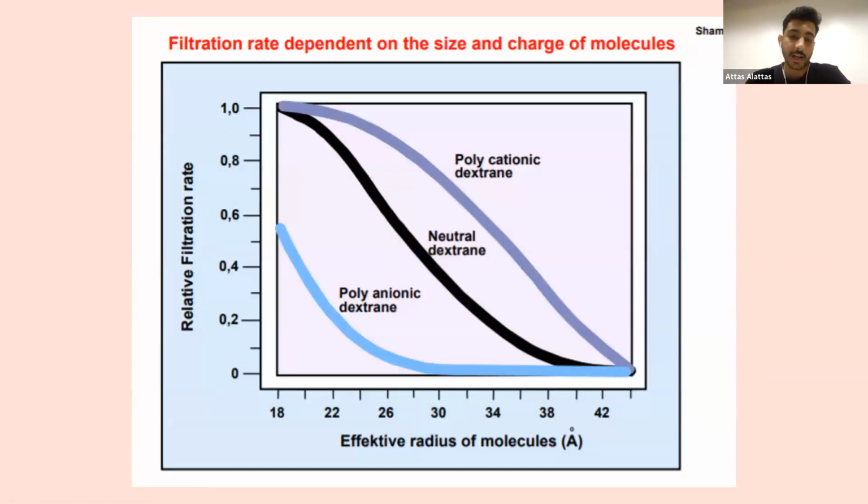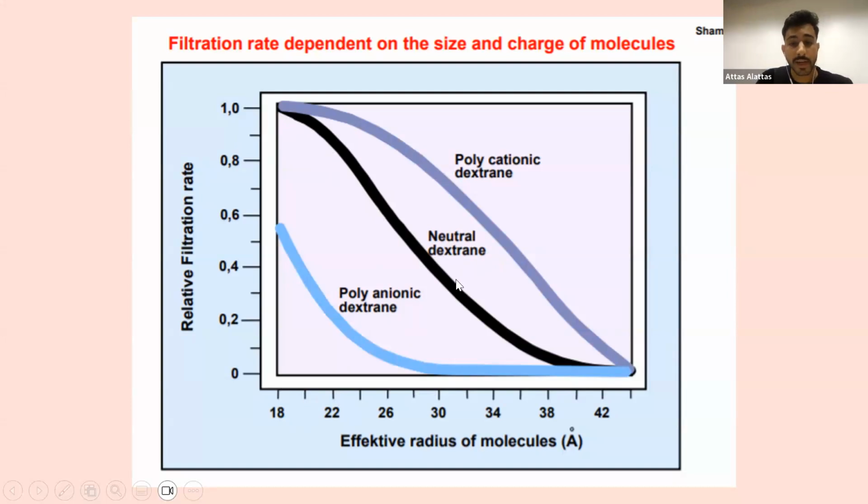Okay, so this is just a graph that explains the same thing. On the y-axis we have the filtration rate, so how much a molecule is filtered, and on the x-axis we have the radius of the molecule. So let's take this one, the neutral dextran. Neutral dextran means it has no charge, not a positive or a negative charge. We said that for molecules between 18 and 42, the more the radius, the less the filtration. And you can see that from the graph. The more the radius, the filtration rate decreases.